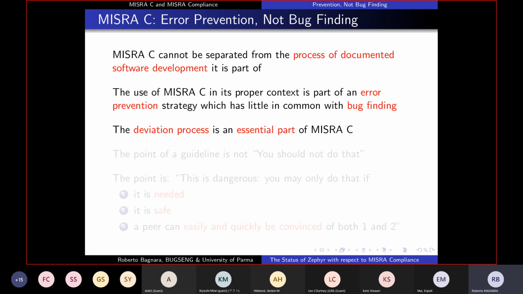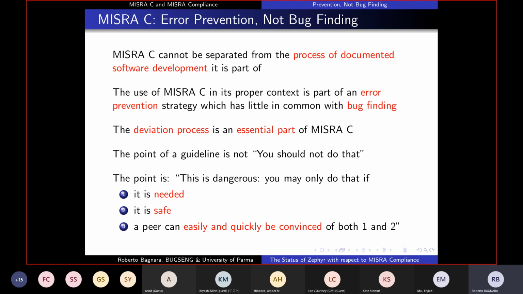The MISRA documents themselves do not recommend to blindly comply with the guidelines unless they are mandatory. They always require to make a balance between the pros and cons of complying or deviating. In fact, the point of the guideline is almost never, you should not do that. It's like this only for mandatory guidelines, which are a tiny minority of all the guidelines.